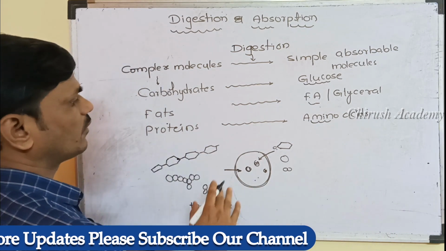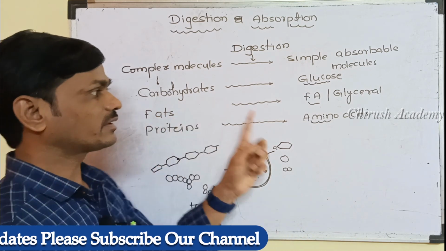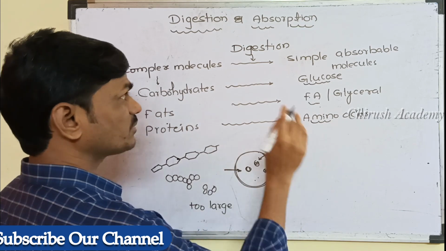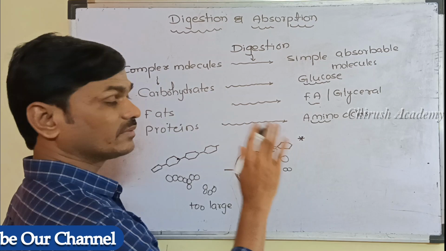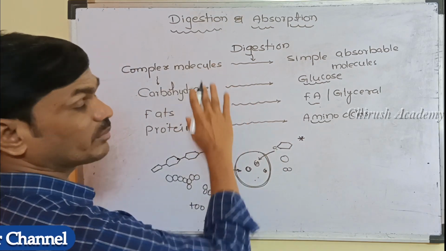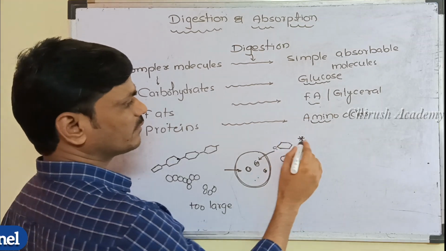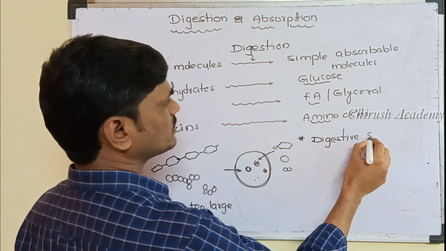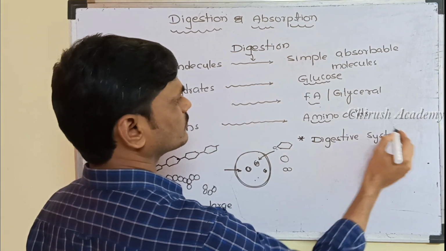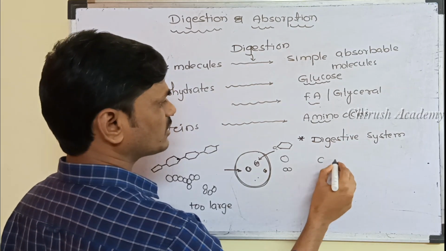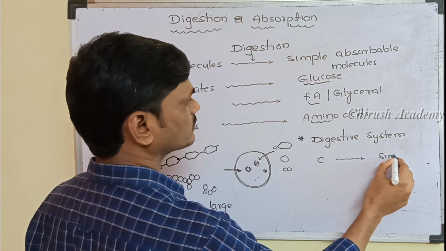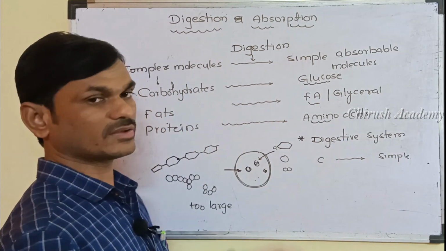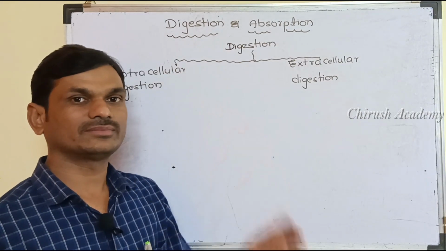Okay, so now these complex molecules are converted into simpler molecules. Where exactly? There is a special system in the human body. In that special system, the conversion of these complex molecules takes place, that we are calling the digestive system. So in this digestive system, complex molecules get converted into simple molecules, or digestion is carried out in a system we are calling the digestive system.